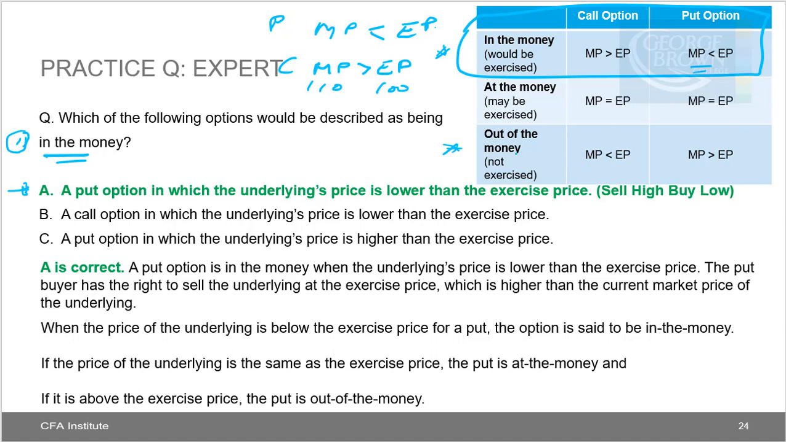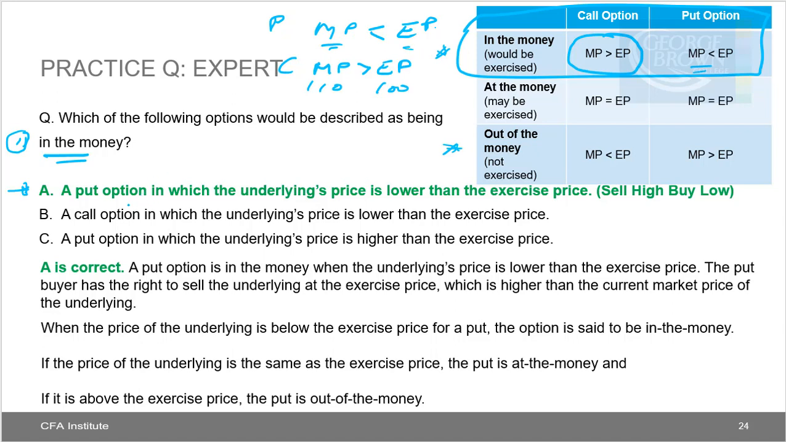If it's out of the money, it's simply the opposite. So if you start with understanding a call option being in the money, the put option is the opposite. And for a call option, when it's out of the money, it's also the opposite. Just start with understanding one, and I think it's easy to recreate the grid. Anyhow, it's looking for in the money, so it's going to be a call option with the market price greater than the exercise price, or for a put option, the market price being below the exercise price.